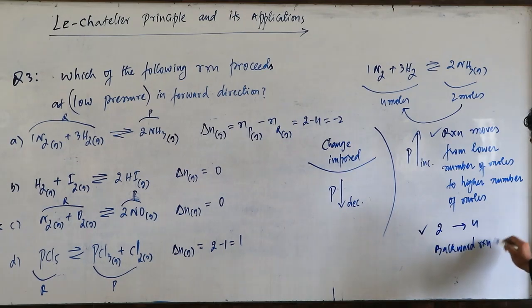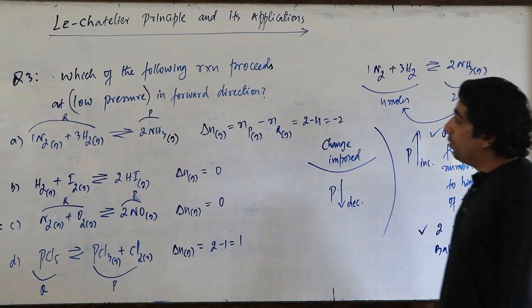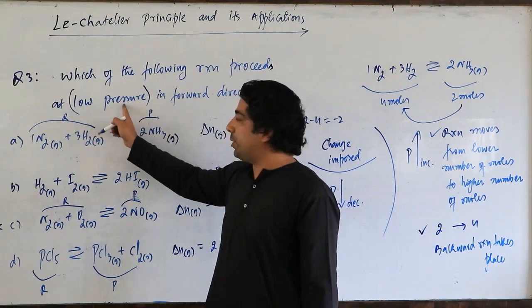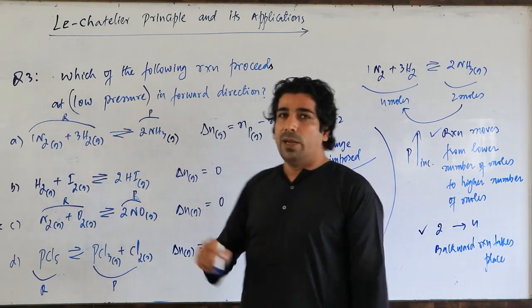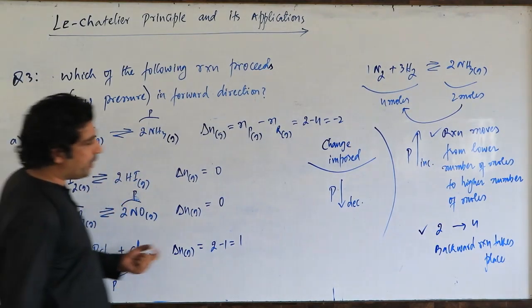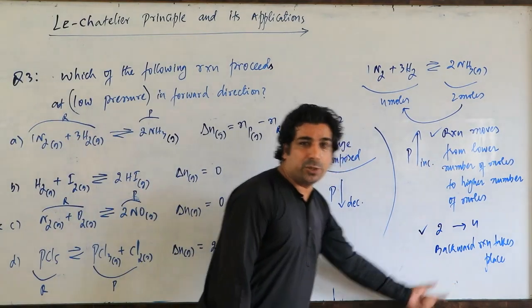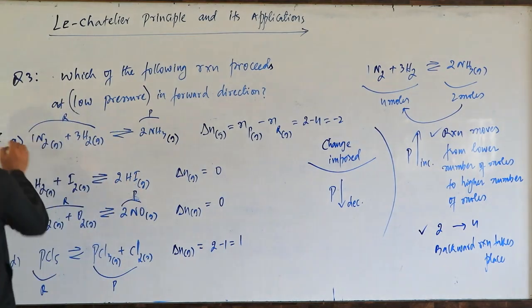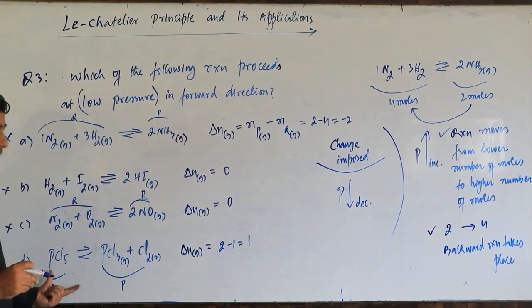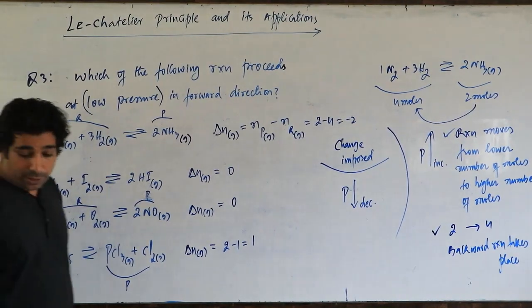So my dear friends, according to the question, which of the following reactions proceeds at low pressure in the forward direction? My dear friends, at low pressure, this first reaction is proceeding in the backward direction. So this cannot be my answer. So obviously the only option left is now option D. So option D will be our answer. Let us check it out. Okay, have a look.